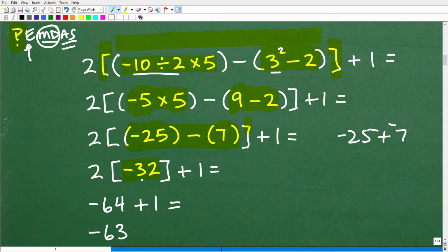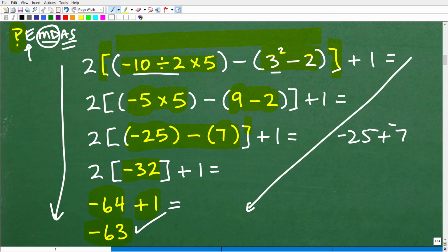So 2 times negative 32 is going to be negative 64. And then I have this plus 1, so we'll carry that down. So negative 64 plus 1 is going to be negative 63. And that is the final answer. This is the way you want to do your work. Show your work in a super clear way so your teacher can grade your work.